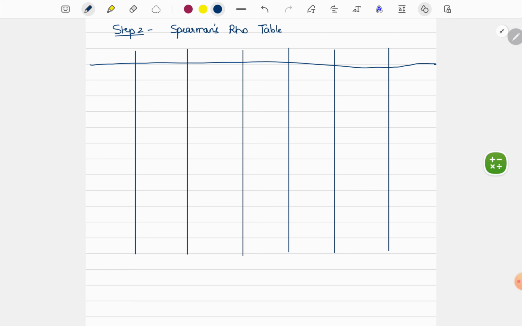Now I will give the column headings. The first column I will label as number, because that's just participant or serial number. The second column I'll label as X. X simply means scores on the first variable. In this case, it is scores on psychology test. Next is Y, which is scores on the second variable. In this case, it is scores on sociology test.